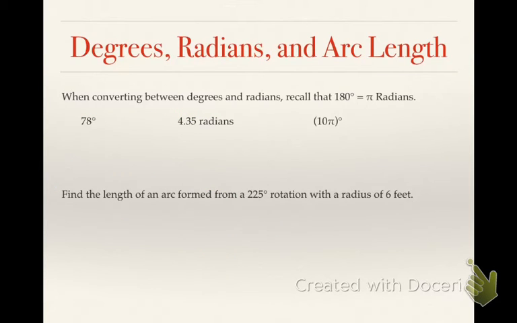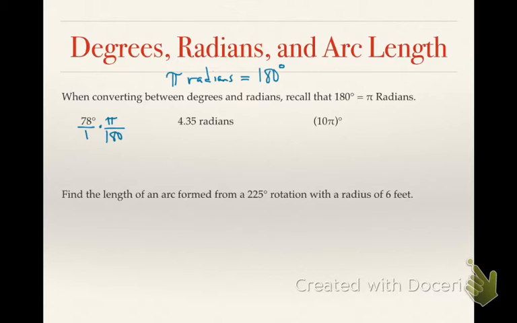Another big thing you're going to be asked to do is to convert between degrees and radians. It's important to note that pi radians is equivalent to 180 degrees. That's what you're going to use when you're doing conversions. So if you're given degrees and want radians, I want to cancel out my degrees, so I'm going to multiply by pi over 180. That will cancel degrees and leave me with just radians.